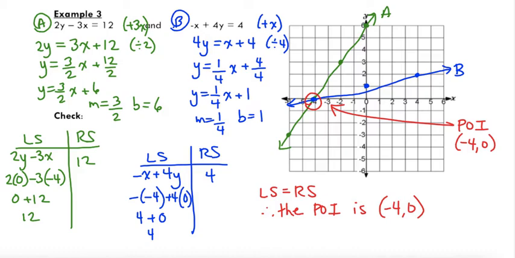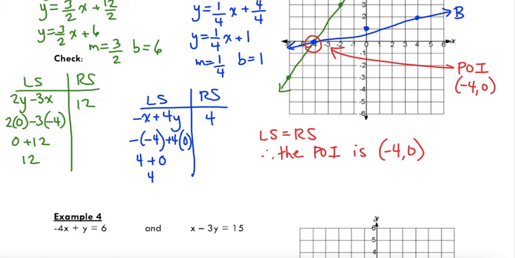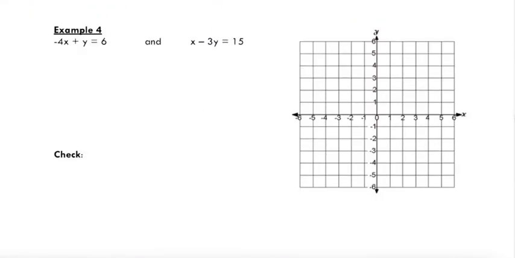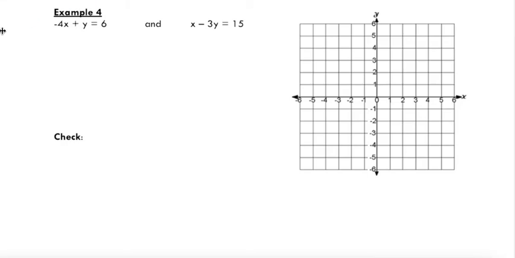We'll do one more simple or straightforward example, and then we'll look at an application question. So example number 4, again, I'm going to identify which one is equation A. So my first one will be equation A. And I'm going to put this into slope-intercept form. I'm going to do that by adding 4x to both sides. So -4x plus 4x is 0. So I'm left with y is equal to 4x plus 6. From here, I can say that my slope is 4, or 4 over 1, and my y-intercept is 6.